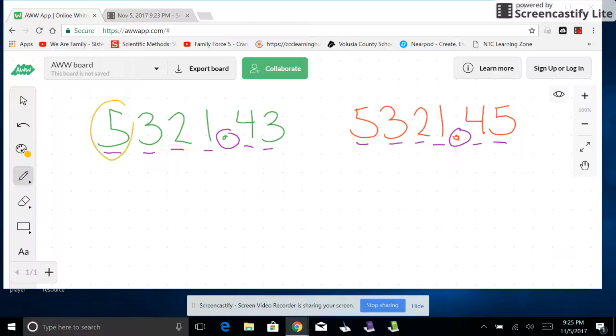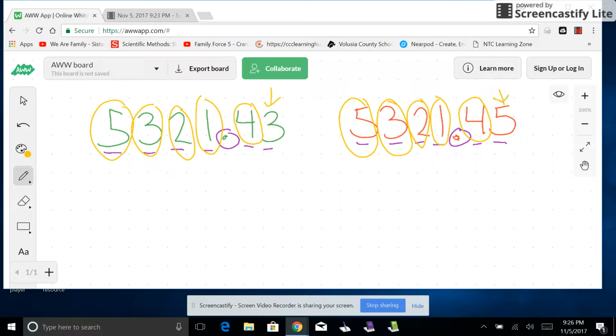So we start here. We see this 5 is the same as this 5. This 3 is the same as this 3. This 2 is the same as this 2. This 1 is the same as this 1. And now we're into the decimals. So now we look in the tenths place, and the 4 in the tenths place matches the 4 in the tenths place. And here is where we actually have a difference.